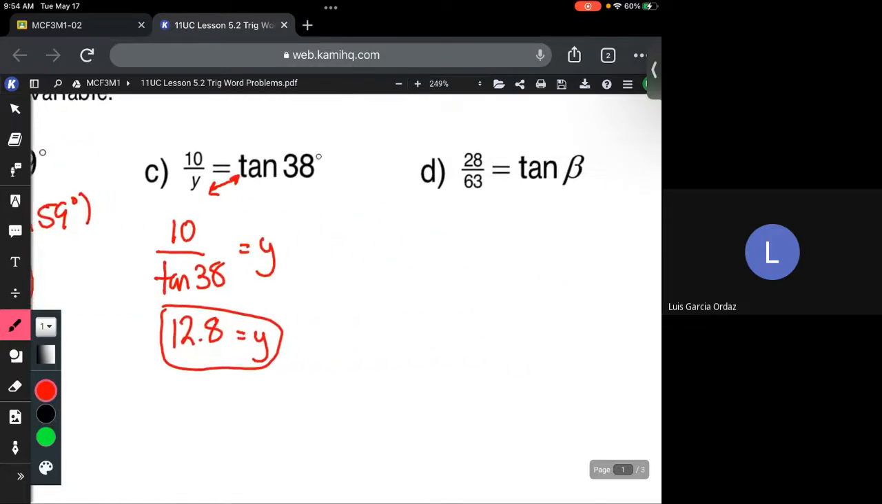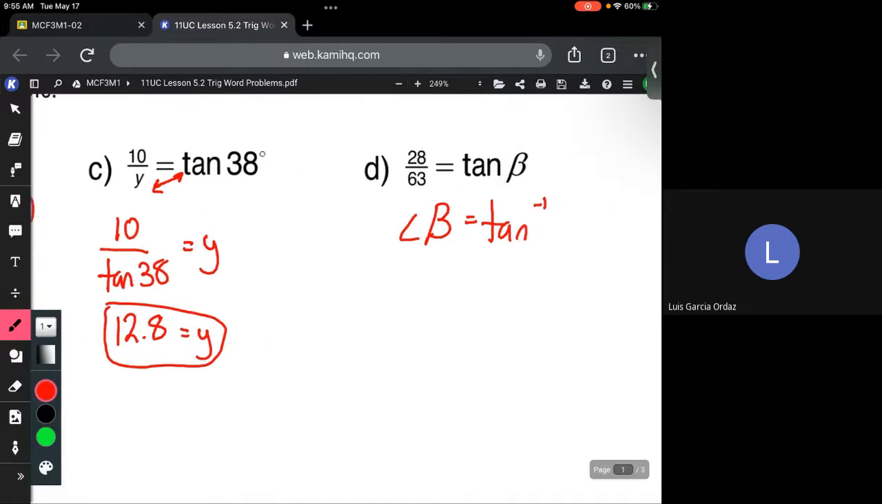And then the next one, we have 28 over 63 is equal to tan beta. So whenever we have a fraction or a decimal, we're going to be finding the angle. So how do I find the angle on a calculator? Yep. So second function, tan, and then enter your fraction. So you're going to do second function tan, and then the fraction 28 over 63, and round it to the nearest degree. 24.